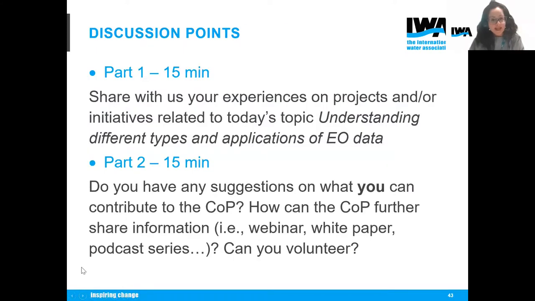So how we intend these breakout rooms: you will have two different parts. In the first part, we will ask you to share with us your experiences on projects or initiatives that are related to today's topic, which is understanding different types of application of Earth observation data. And then we will move to your contribution. Do you have any suggestion of what you can contribute to the community of practice? How can we further share information? And if you want to volunteer for some of these actions.